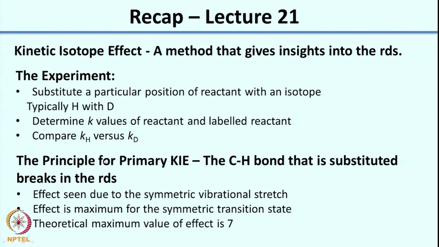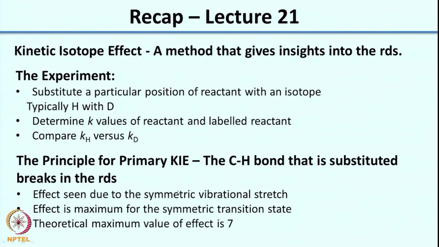Specifically we had looked at the primary kinetic isotope effect. Primary kinetic isotope effect means that the bond where you are substituting say hydrogen for deuterium is breaking in the rate determining step. So now if this bond is breaking, you would see an effect due to the symmetrical vibrational stretch, and the effect is maximum when you have a symmetric transition state, and theoretically the maximum value for kH over kD is 7. So these were the things we had looked at in the previous lecture.